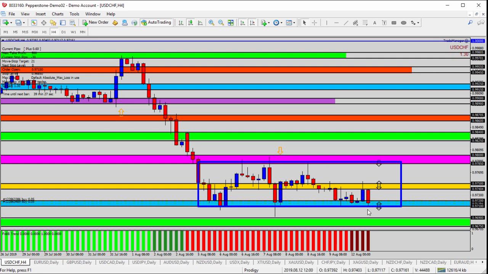But at least the easy answer for the day: probably not short within and above that blue zone. Only short if it goes back to the yellow zone, pink zone, or under the blue zone. May provide opportunities for buying into the 0.9710, 0.9720 level for the dollar franc today.